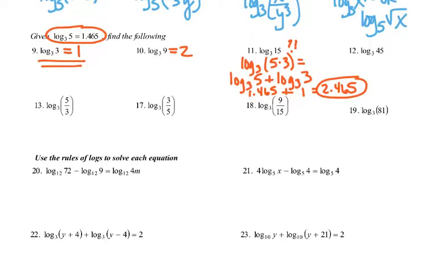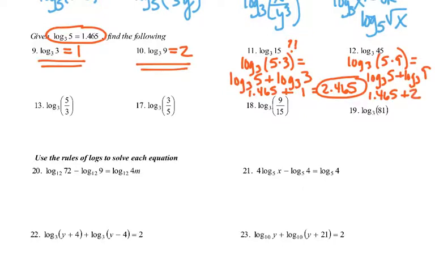The next one, log base 3 of 45, can be written as the log base 3 of 5 times 9, which can be expanded: log base 3 of 5 plus log base 3 of 9. The log base 3 of 5 from the directions is 1.465. The log base 3 of 9 is 2 because 3 squared is 9, so 3.465.